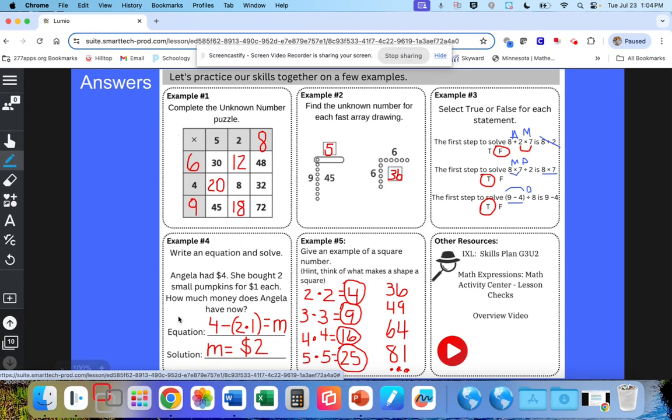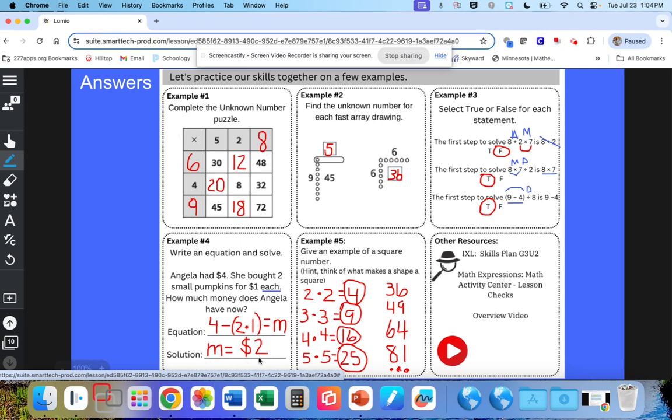Write an equation and solve. Sometimes these ones can be tricky because this was a multi-step problem. So Angela had $4. She bought 2 small pumpkins for $1 each. Remember, if we see the word each, that means to multiply. So we do need to do 2 times 1. And I'm going to put that in parentheses, even though it really did not need the parentheses. Because if I took the parentheses out, I still would have to solve my 2 times 1 before I did the subtraction. But then to solve it, I do 4 minus 2, and I get 2 as an answer.